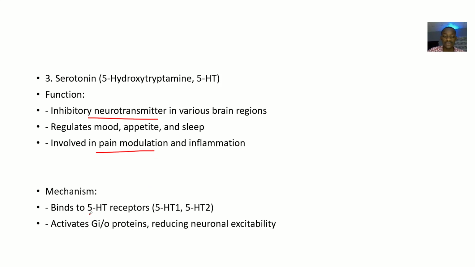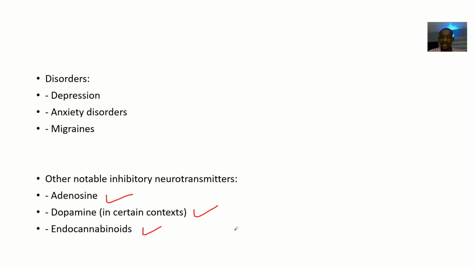So it binds to the 5-HT receptors, that's 5-hydroxytryptamine. Anytime you hear 5-HT, that's going to be about 5-hydroxytryptamine, right? So when it binds to that, it will activate some proteins and it will reduce the way the neurons are excited, right? Then what are the disorders? If it is not there, depression can set in, anxiety disorders, migraines like headache. That means your neurons are just tap, tap, tap, tap without anything to slow them down, right?